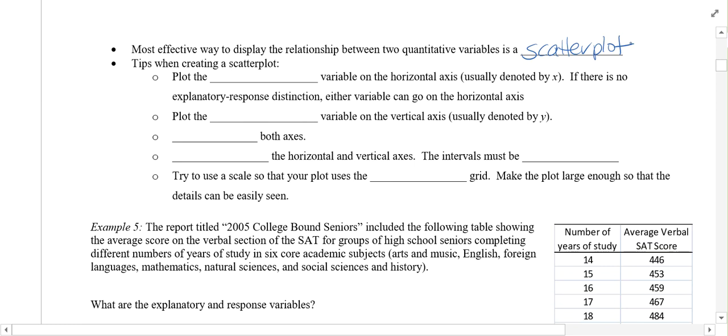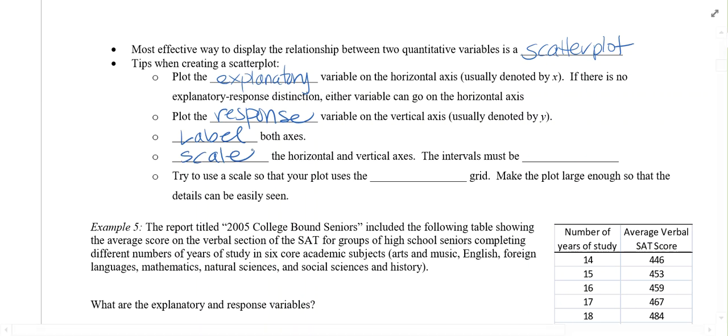Okay, a couple tips for creating a scatter plot. We're going to plot the explanatory variable, so our x variable on the x-axis. Okay. If there's no explanatory response distinction, either variable can go on the horizontal axis. So that was like with the SAT, math and verbal. You can pick either one to go on the x. We're going to plot the response variable on the vertical axis. That's usually denoted by y. You want to label both axes. And then you're going to use a scale. So just keep counting by fives or counting by twos, whatever you're going to count by, just make it so that the intervals are uniform.